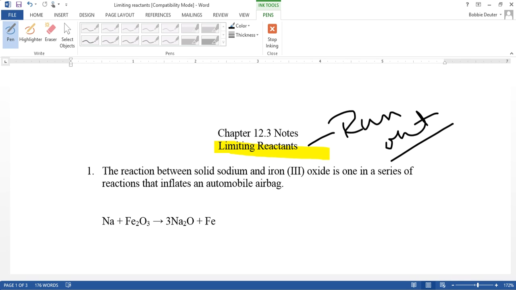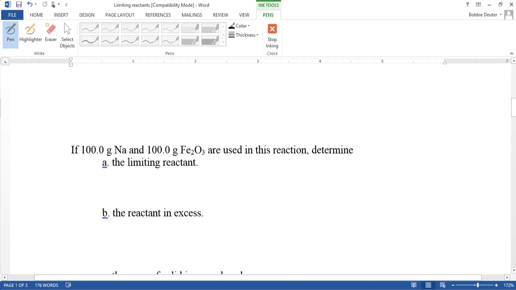The chocolate chip is what we consider the limiting reactant. It's the one that's going to run out. The flour, that whole bag, which we don't need to use, is going to be excess, and we're going to have leftover of that. So we're going to determine which reactant is going to be the excess and which is going to be the limiting. First off, we want to start with a balanced chemical equation.